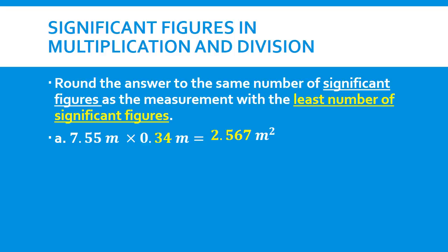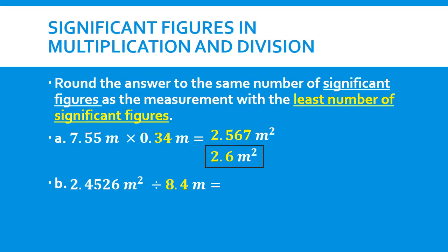So we multiply our numbers, we get 2567. We can only have 2 significant figures, so that's 2.5. Since the number after the second significant digit is greater than 5, that means that digit needs to increase by 1, so we get 2.6.